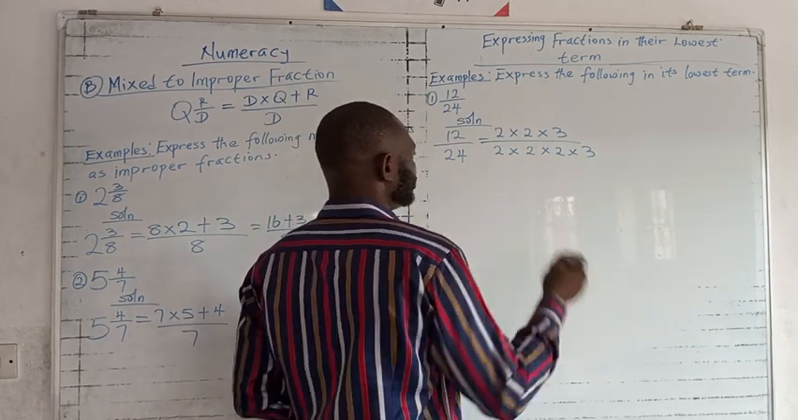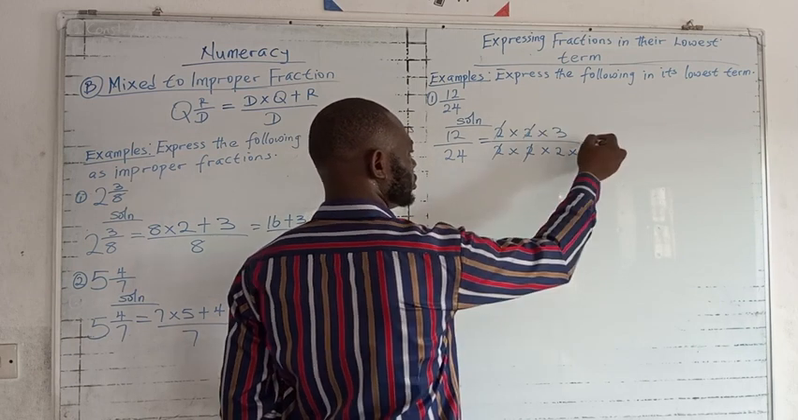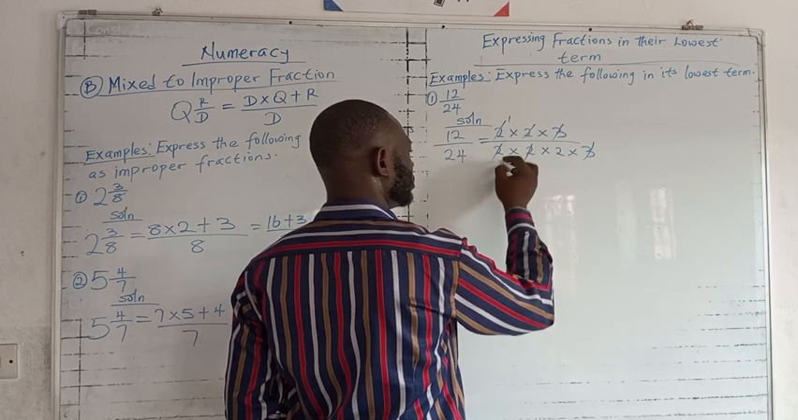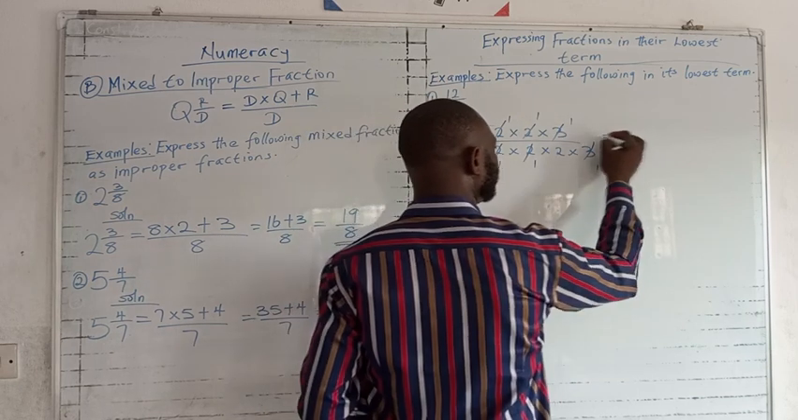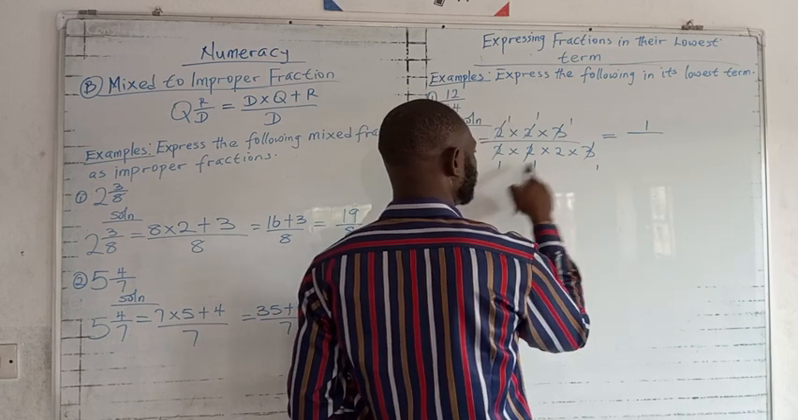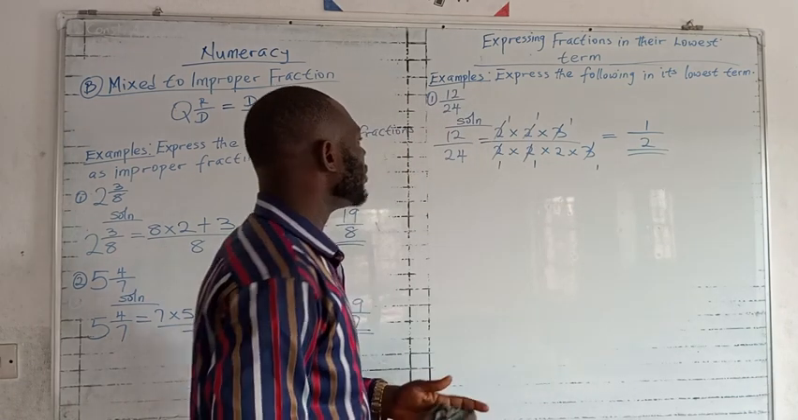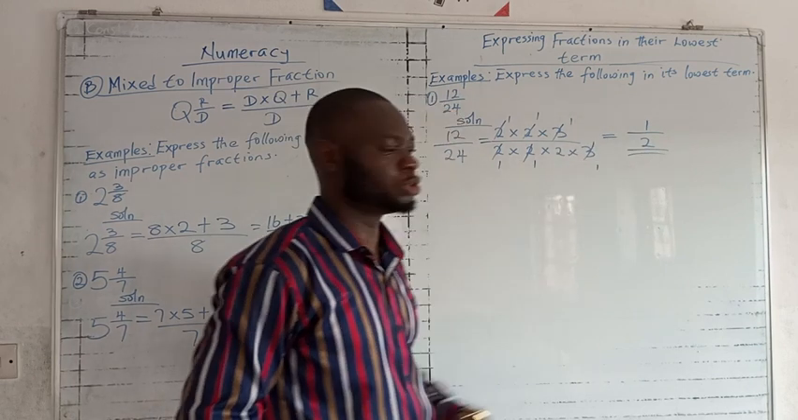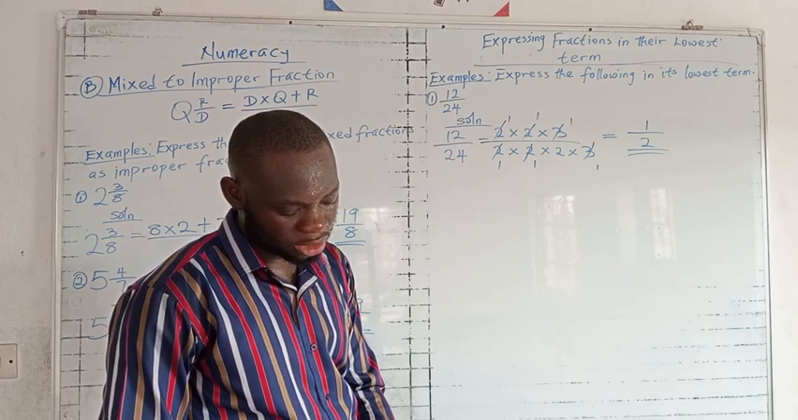Now, at this point, you will notice that 2 can cancel these 2. These 2 will cancel these 2. These 3 will cancel these 3. So this is 2 divide 2, 1, 1, 1, 1, 1. So therefore, here you now notice that this is now 1 times 1 times 1 over 1 times 1 times 2 times 1, 2. Meaning that the lowest form of 12 over 24 is 1 over 2.